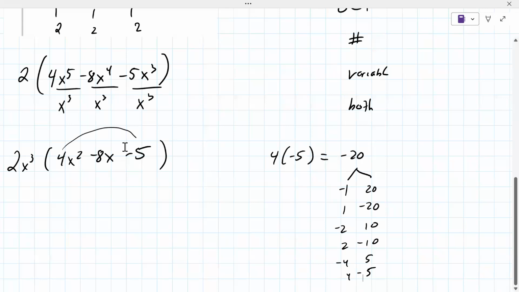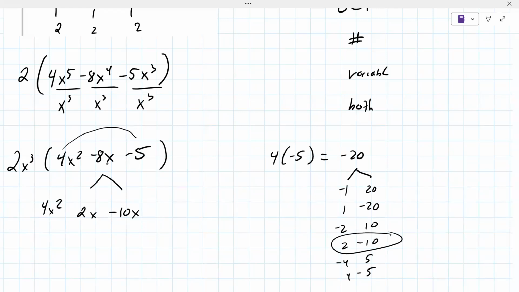Yeah, 10 and minus 2. It's 2 and minus 10. The order matters, I have to get to -8. Then you're splitting apart the -8x into 2x minus 10x. And then it's called factor by grouping.